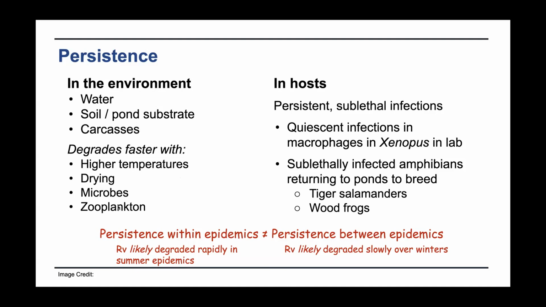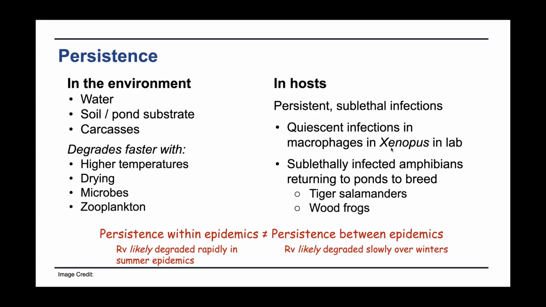And microbes and zooplankton can also degrade the virus. So there's some evidence that in the summers, when temperatures are hot and there's lots of microbes and zooplankton, ranavirus may not persist terribly long, at least in an active form. Ranavirus does certainly persist in hosts between epidemics. So there's evidence of persistent sublethal infections.